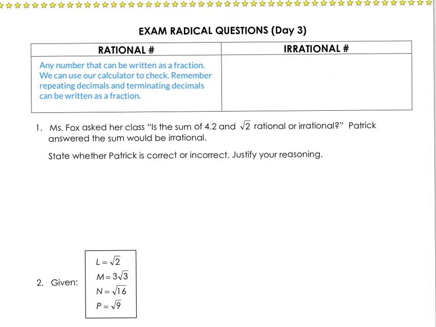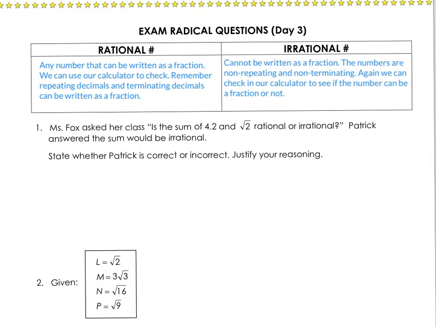Irrational numbers, on the other hand, cannot be written as a fraction. So the numbers are non-repeating and non-terminating. Again, we can check in our calculator to see if the number can be written as a fraction or not, and we do that by using math_frac.